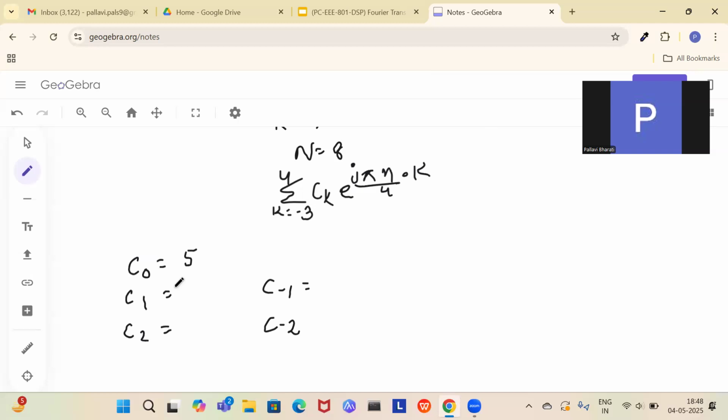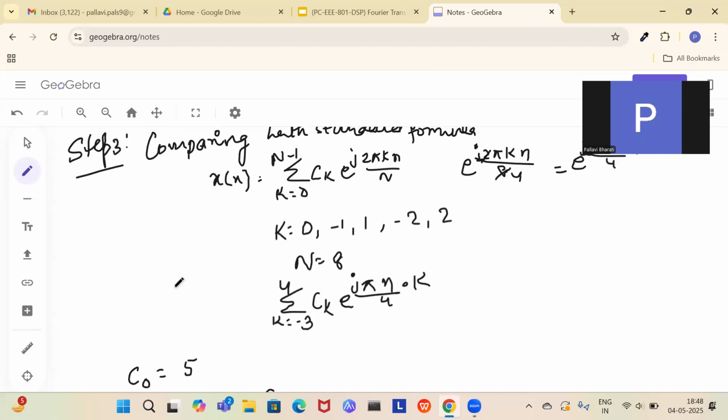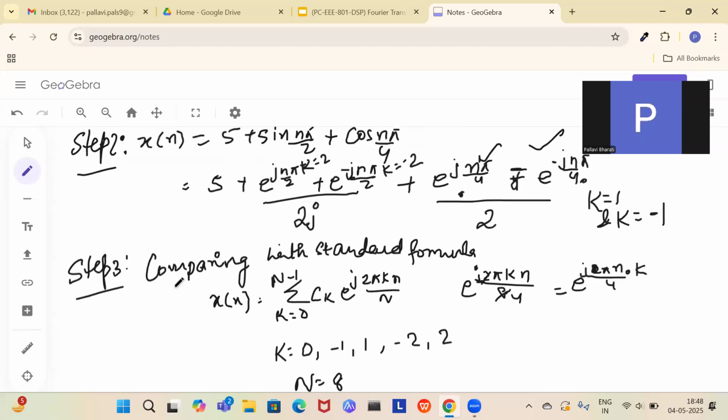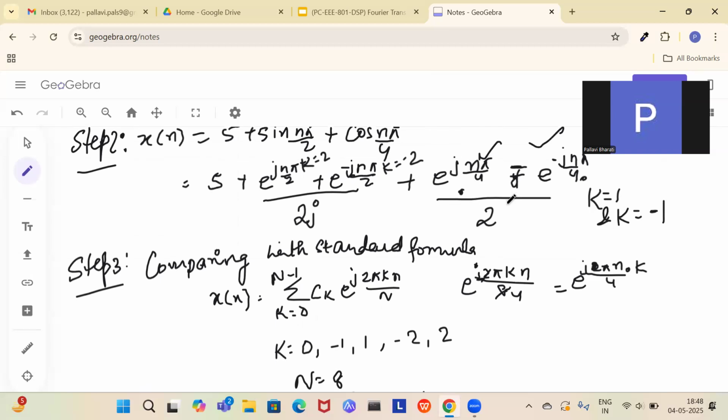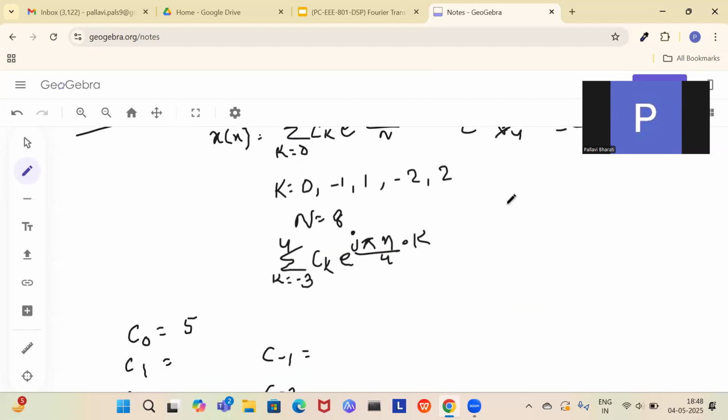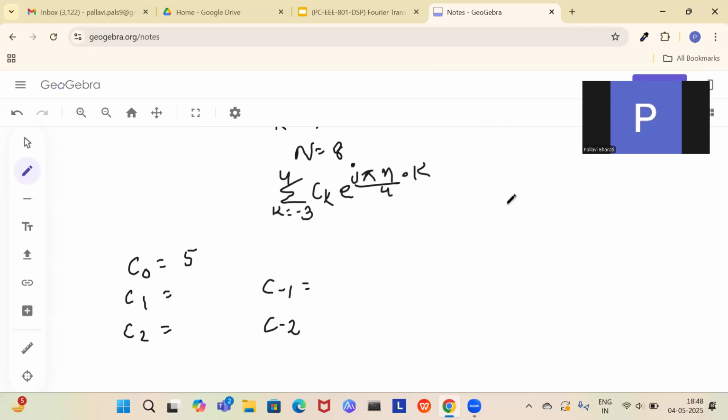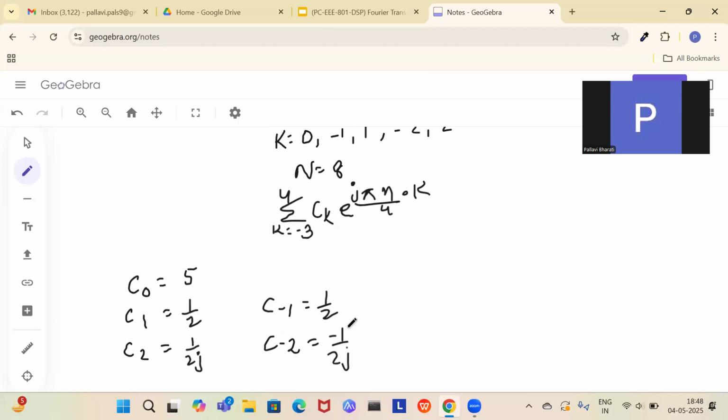So what is C1? Just see, C1 over here is the amplitude of this one, that is half. The amplitude of this one is half and minus half. So C1 is half. C of minus 1 is also half, right? Now C2 is 1 by 2j and C of minus 2 is minus 1 by 2j. Just see the coefficients over here, you will understand.